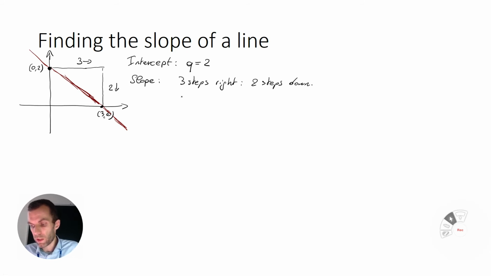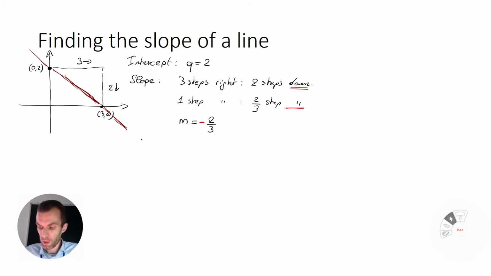So 3 steps right means that if I take 1 step right, I have to take 2/3 of a step down. And from the interpretation on the previous slide, that tells me that my slope is going to be 2/3. But since I'm going down, the slope is negative, it's minus 2/3. So eventually we get for the equation of our line that y is minus 2/3 x plus 2.